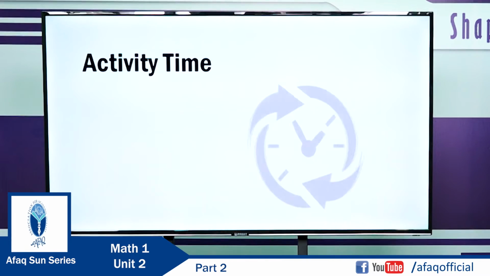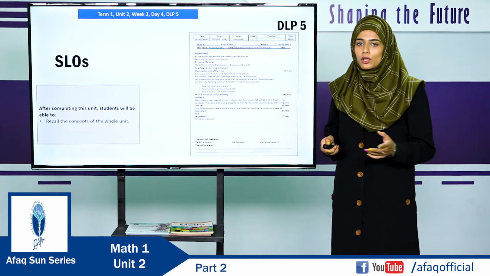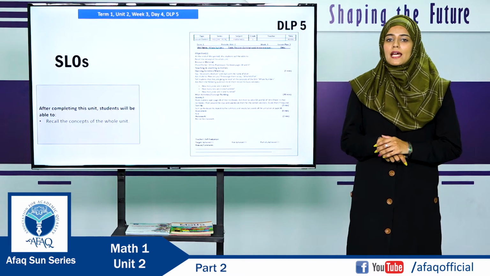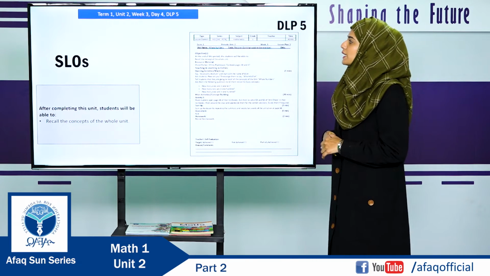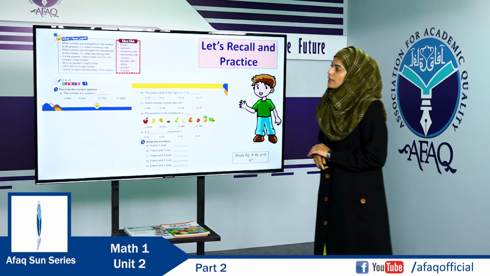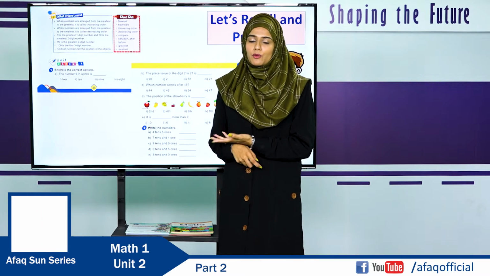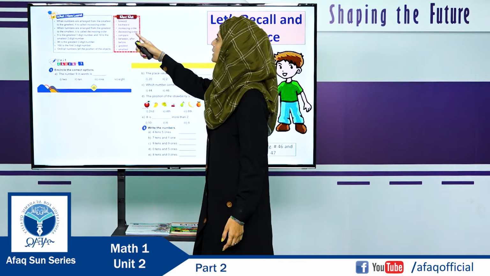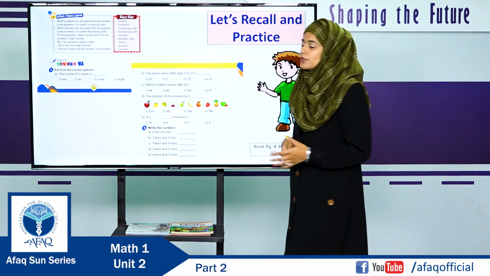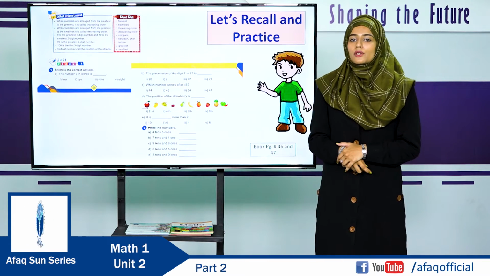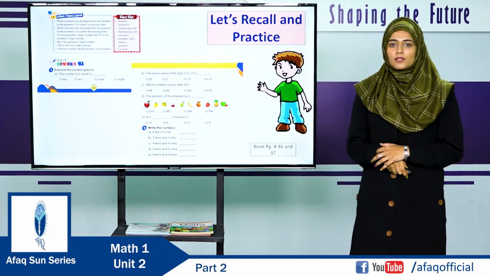It's an activity time. In this SLO, we are going to recall the concepts of the whole unit. To cover this, the methodology has been provided in DLP5, which falls in Term 1 Unit 2 Week 3 of Day 4. Okay students, here is some important information. In this lecture, we have discussed forward, backward, increasing order, decreasing order, comparison, before, after, greatest and smallest. So, you have to solve these questions on your own in the presence of your parents or teacher.